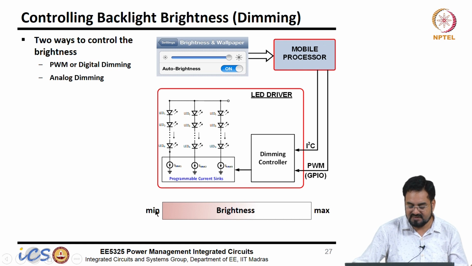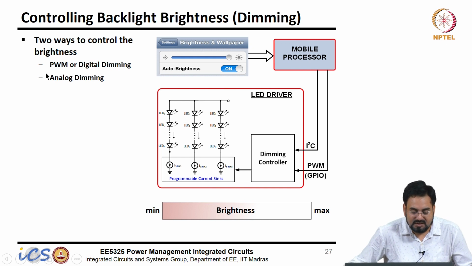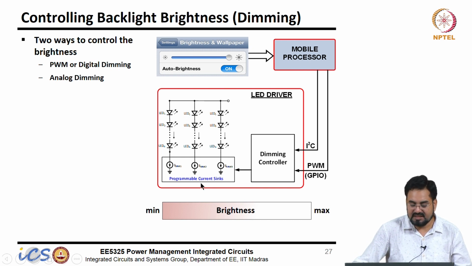So you can see on the left hand side the minimum brightness, and the right hand side is the maximum brightness, based on which direction you move the slider. This current can be controlled in different ways. One is PWM or digital dimming, the other is analog dimming. So we will look into them one by one.